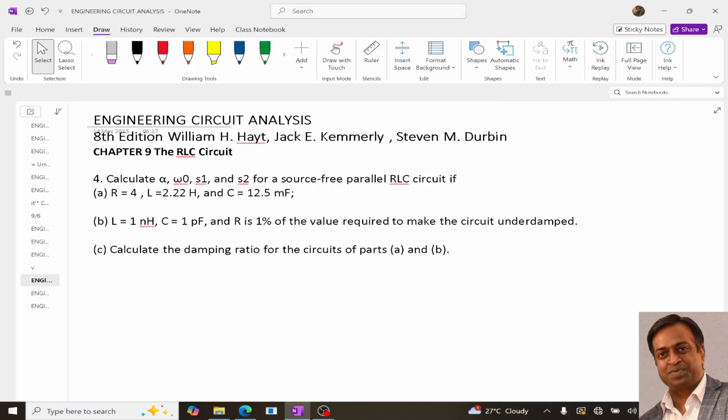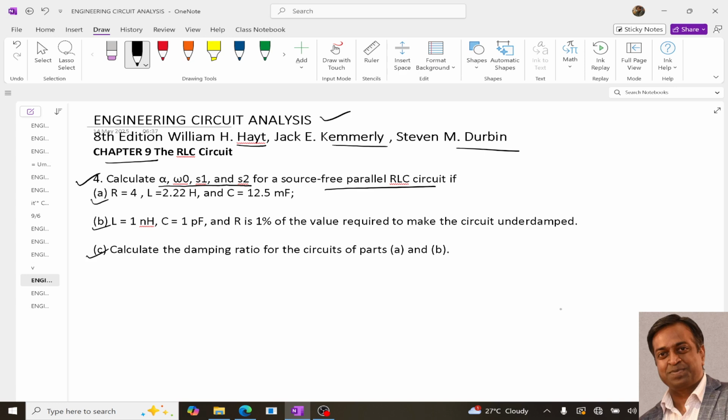Hello guys, in this video I am going to tell you the solution for this question number 4 of chapter 9 of the book Engineering Circuit Analysis by Hayt, Kemmerly and Durbin. So the question says that we need to calculate these four values alpha, omega naught, S1 and S2 for the source free RLC circuit. And there are three cases, this and the third question is this, right?